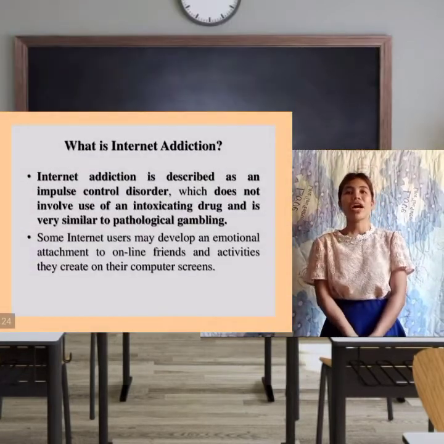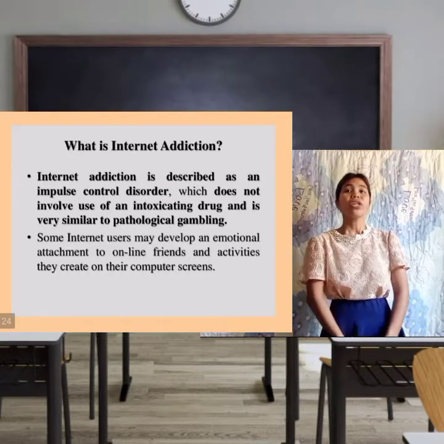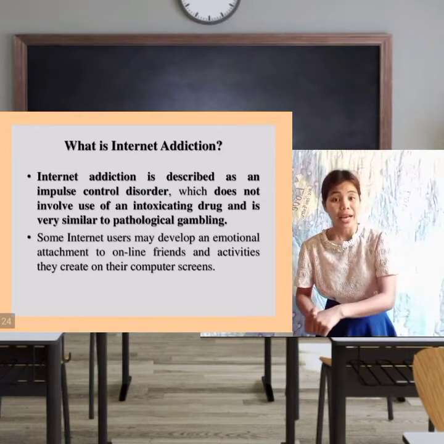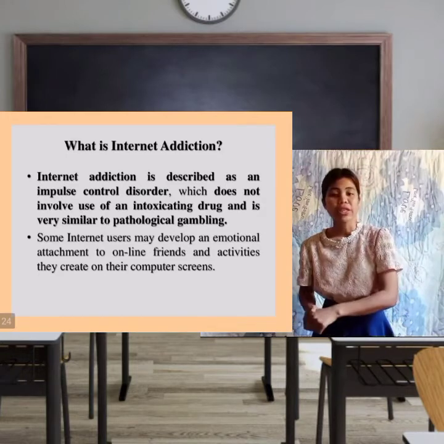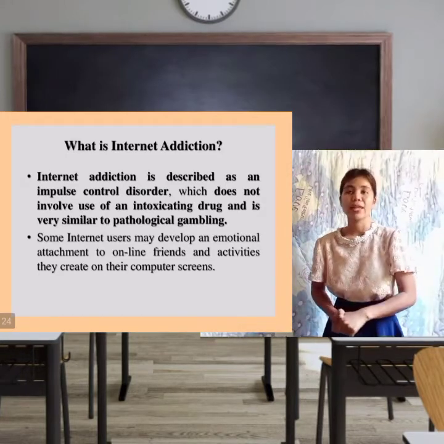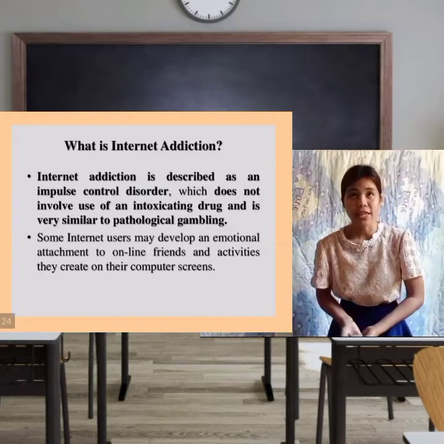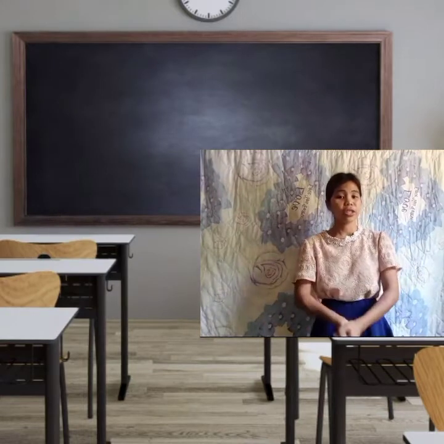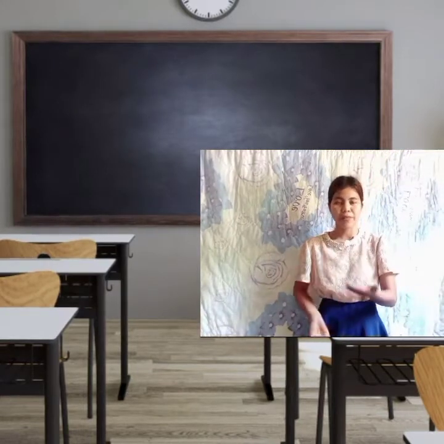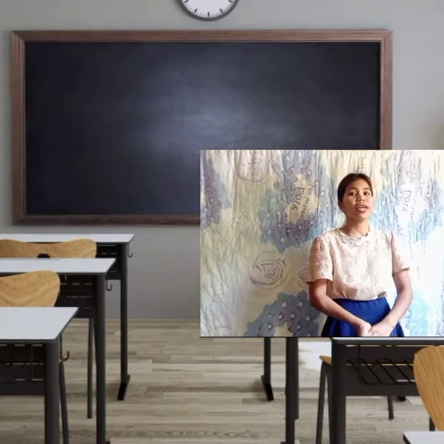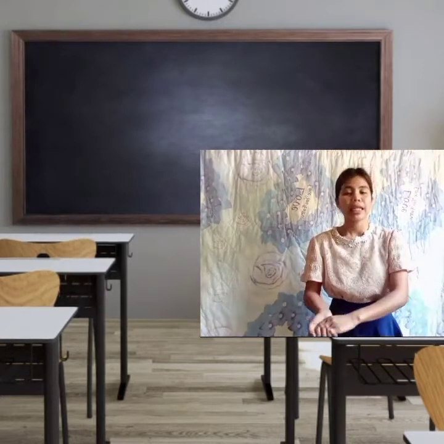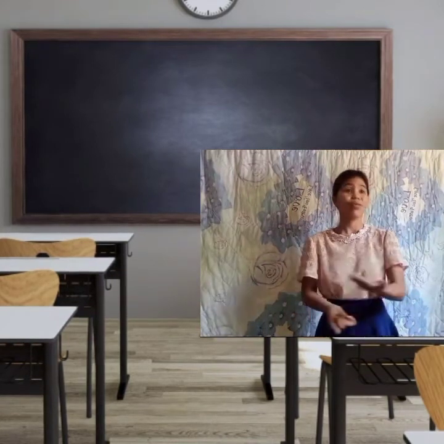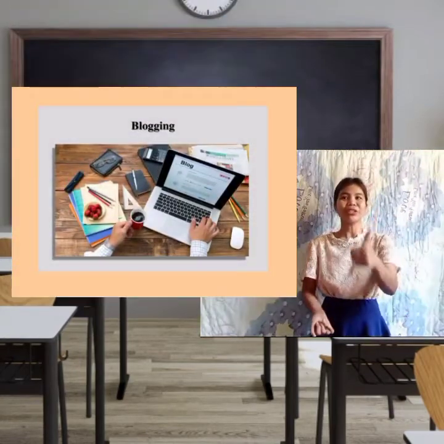Internet addiction is described as an impulse control disorder which does not involve use of intoxicating drugs and is very similar to pathological gambling. Some internet users may develop an emotional attachment to online friends and activities they create on their computer screens. So, take note class that internet addiction is very similar to gambling. Internet users may enjoy aspects of the internet that allow them to meet, socialize, and exchange ideas through, yes, Brenda, through what? Blogging. Very good.